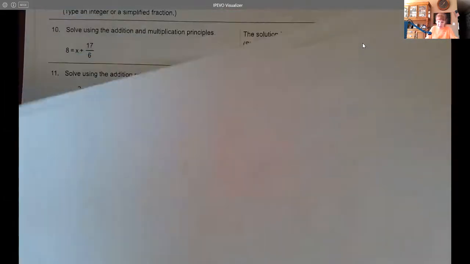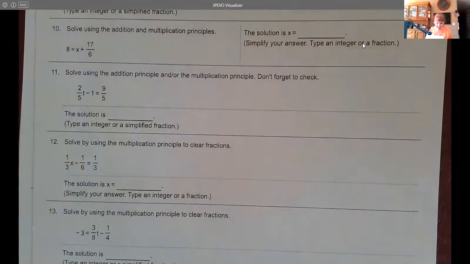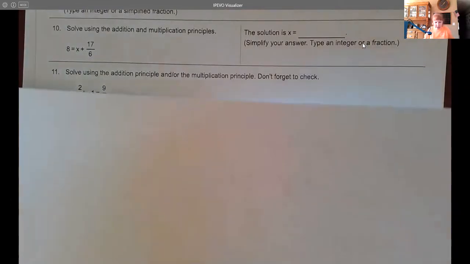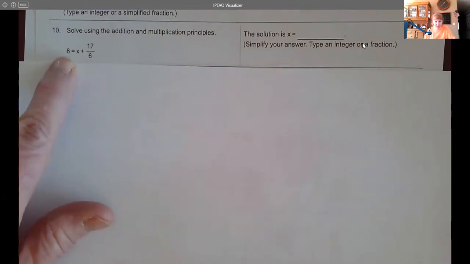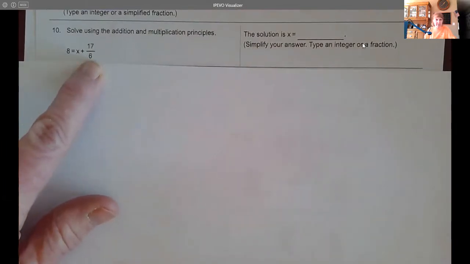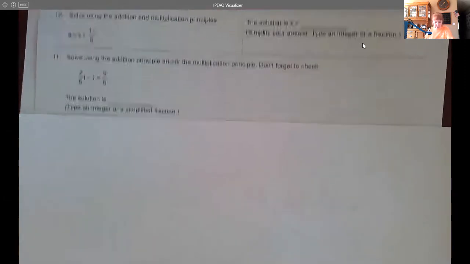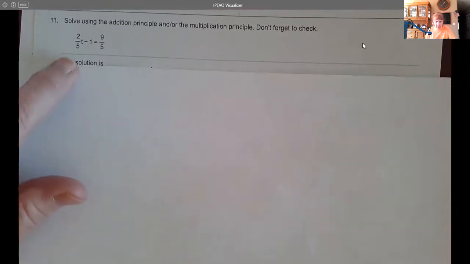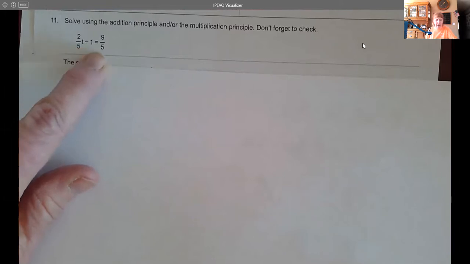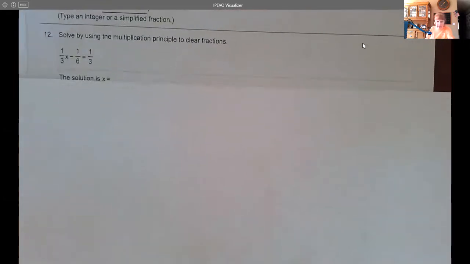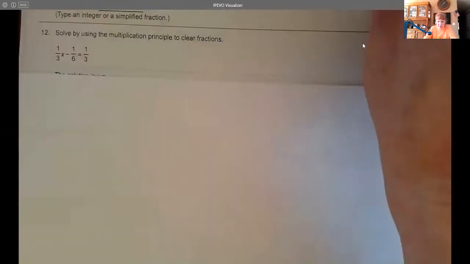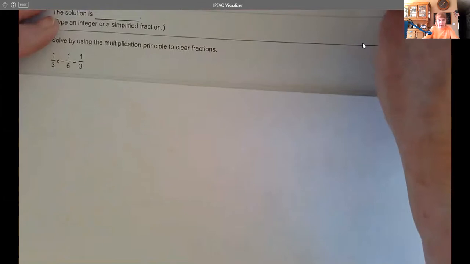Let's try another one. Let's see, let's pick a harder one. Let's skip down to, like on this one, number 10, you could multiply every term by 6. Okay. On number 11, you could multiply each of these by 5 and come up with the right answer. Let's look at 12 though. Let's skip down to 12. I don't want this video to run too long.